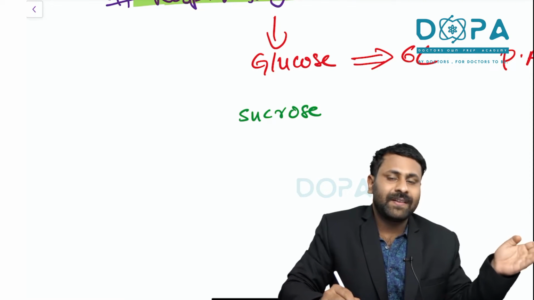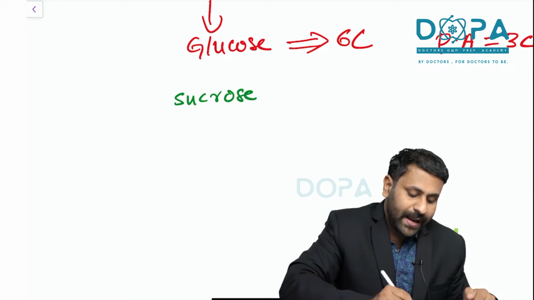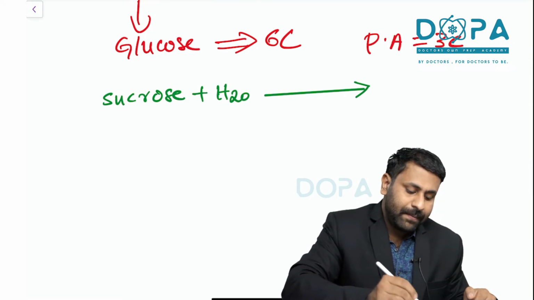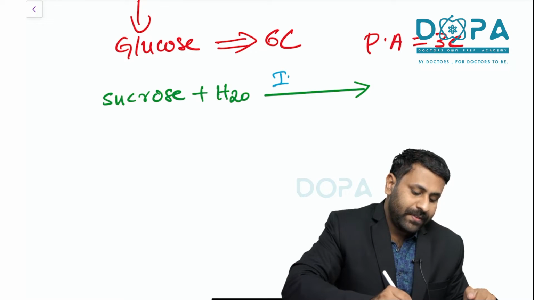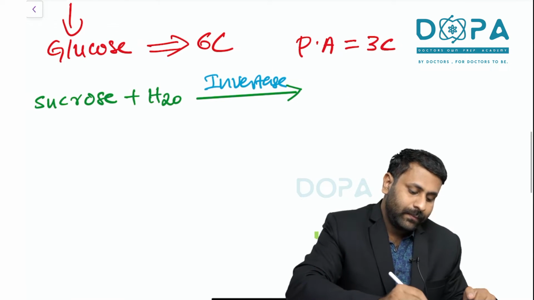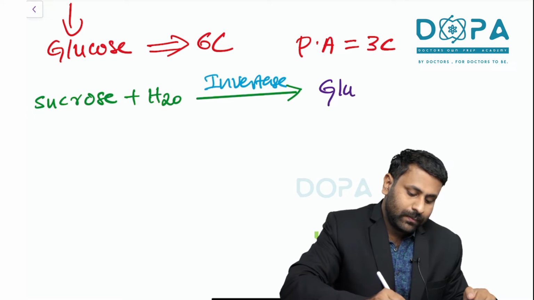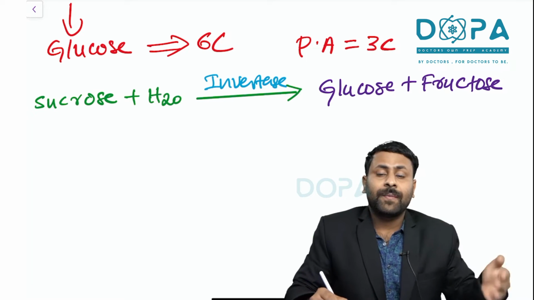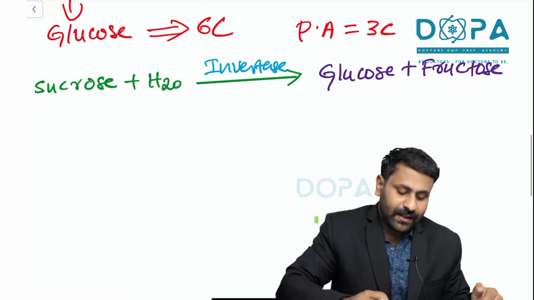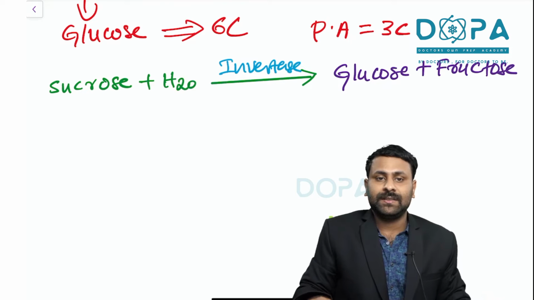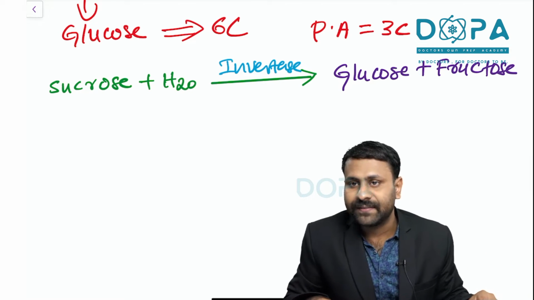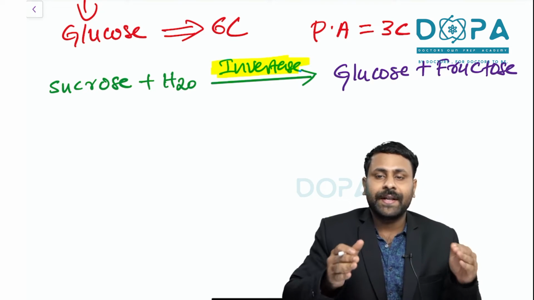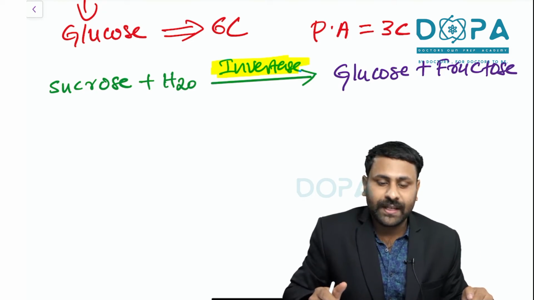Before starting glycolysis, we know the end product of photosynthesis is sucrose, because glucose is synthesized and it will convert into sucrose. Then this sucrose is again converted into 2 monosaccharides. Sucrose combines with water in the presence of the enzyme invertase, forming glucose plus fructose. Glucose is an isomeric form of fructose. Before starting glycolysis, sucrose is converted into 2 monosaccharides, glucose and fructose, in the presence of the enzyme invertase.